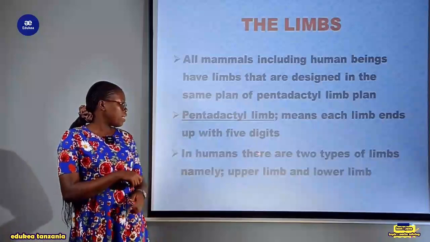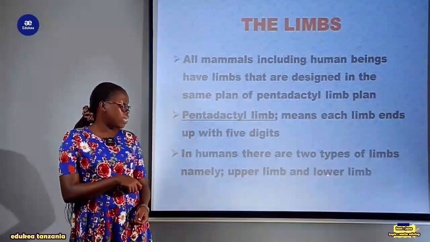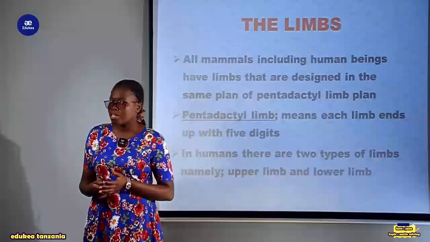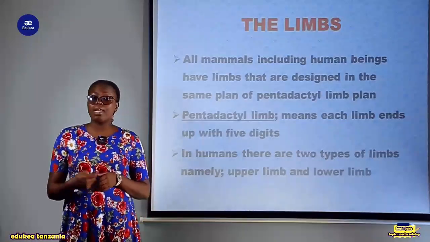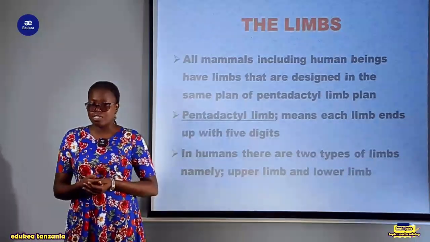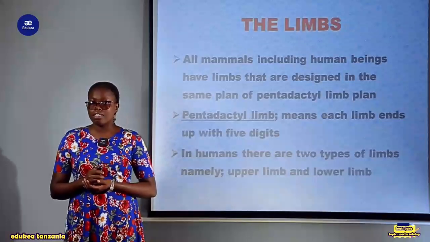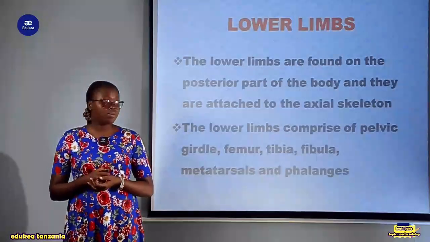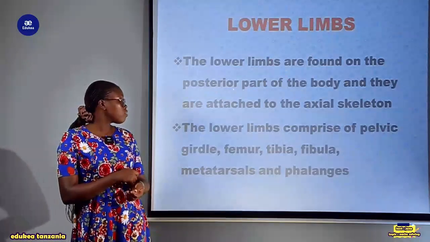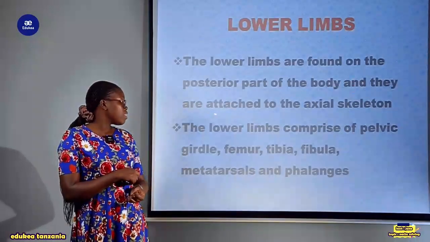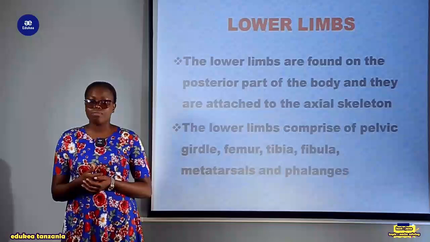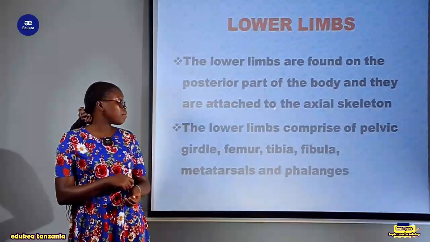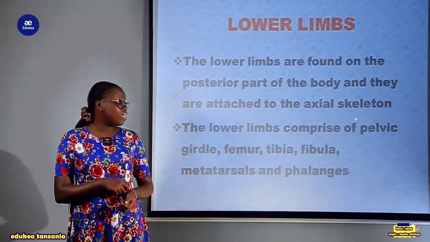So in humans there are two types of limbs, the upper limbs and the lower limbs. Now let us see. We have not been limited to writing the functions of either the upper limbs or the lower limbs. You can use any, but they should be only three. Looking at the lower limbs, what are they? The lower limbs are found on the posterior part of the body and they are attached to the axial skeleton.